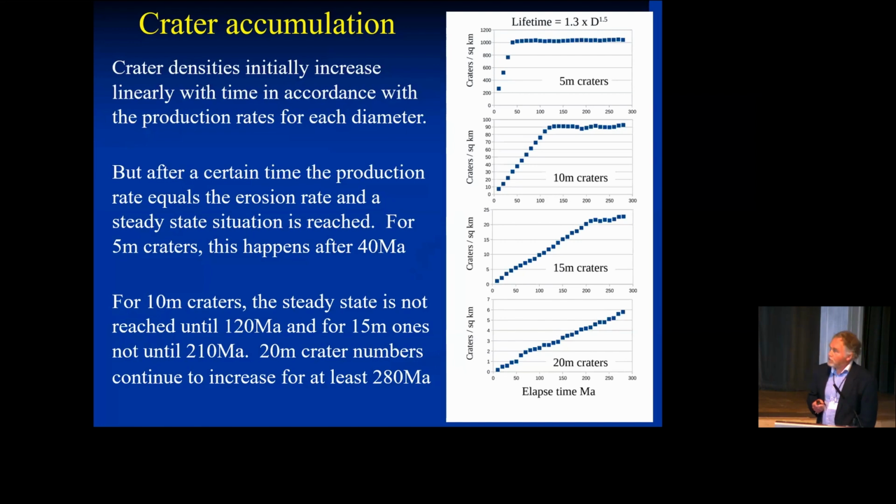So I'll say a little bit about crater accumulation. Crater densities initially increase linearly with time in accordance with the production rate for each diameter. But after a certain time, the production rate equals the erosion rate and a steady state situation is reached. For 5-meter craters, this happens after about 40 million years.